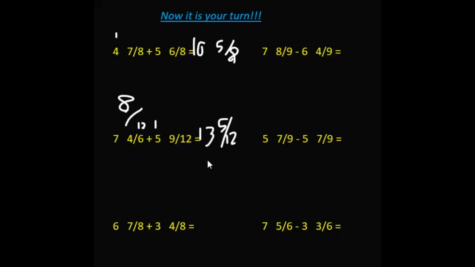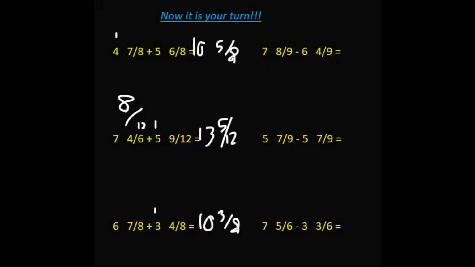13 and 5 twelfths. Now we have 6 and 7 eighths plus 3 and 4 eighths. So all we have to do now is 7 eighths plus 4 eighths, which is 11 eighths, or we can make it 3 eighths. Not or, you have to. Okay, 3 eighths, and we can add 1 to the 3, and now we can do 6 plus 4, because we added 1 to the 3, remember? 6 plus 4 equals 10. 10 and 3 eighths. Now let's do some subtraction.